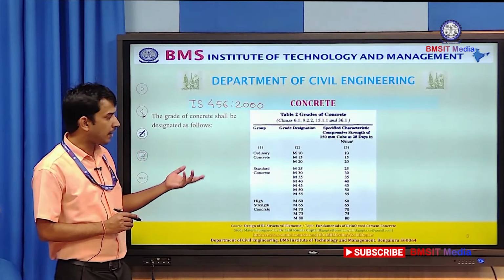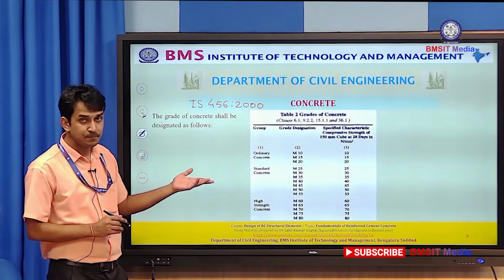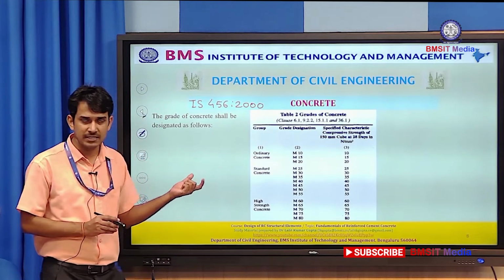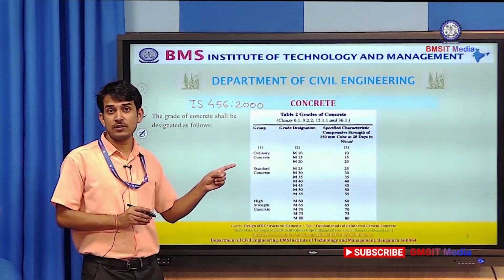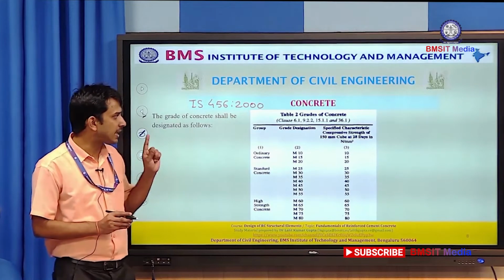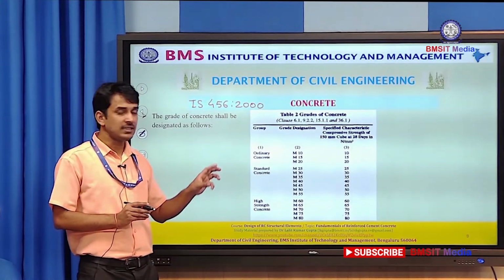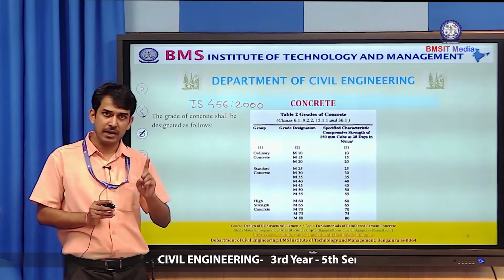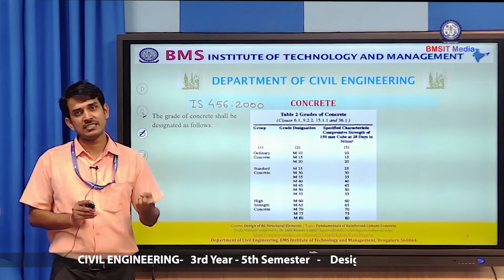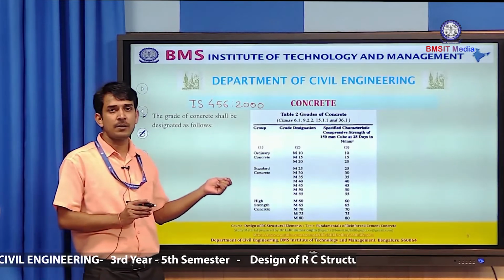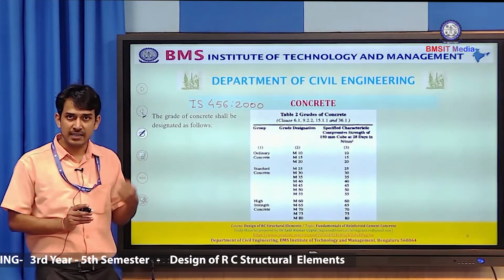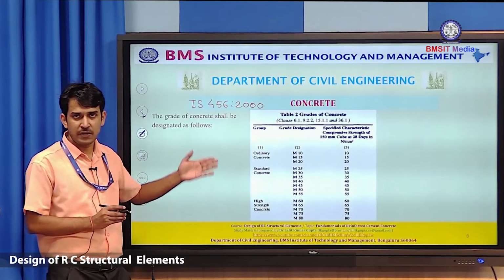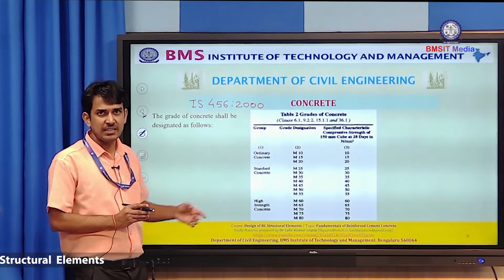So if I again define what the grade of concrete is: if M10 is the grade of concrete, then M represents the mix and 10 is the characteristic strength of that concrete, not the compressive strength. Every compressive strength is not a characteristic strength, but the characteristic strength is a compressive strength. So 10 Newton per mm square for M10 is the characteristic strength. This is how IS 456 defines the various types of concrete we have.